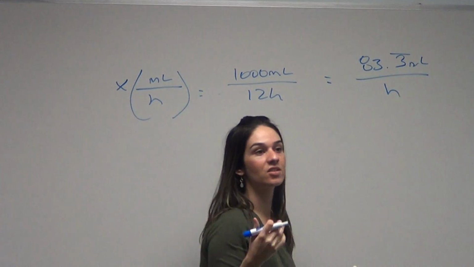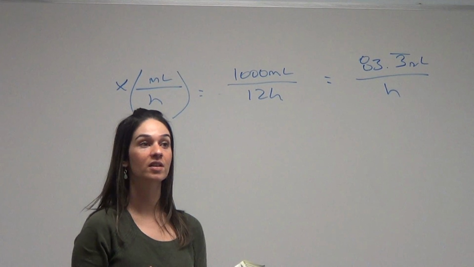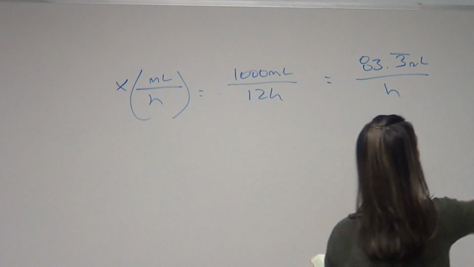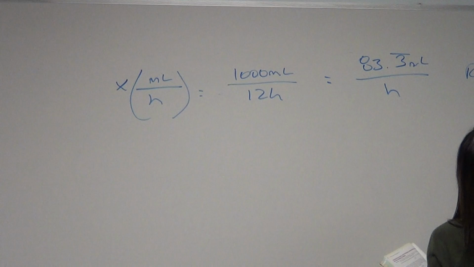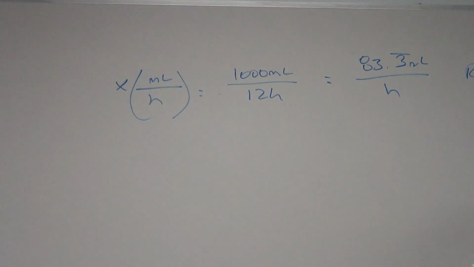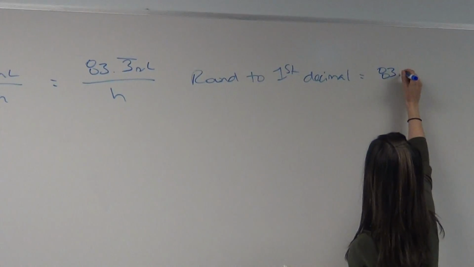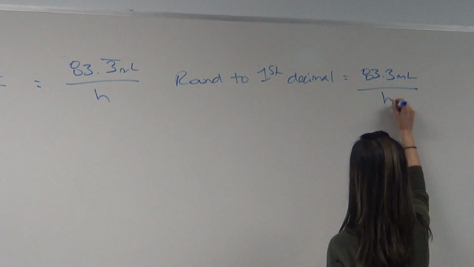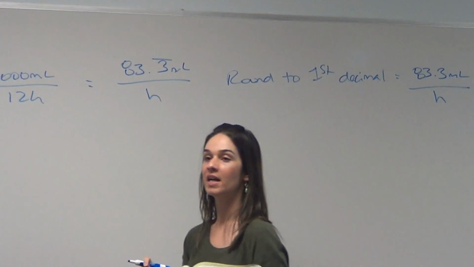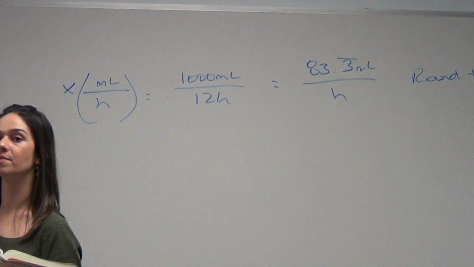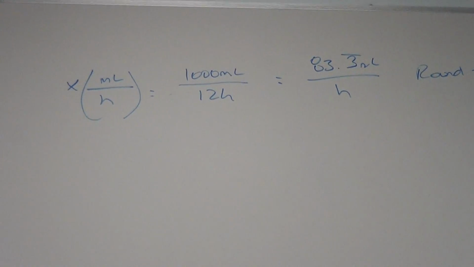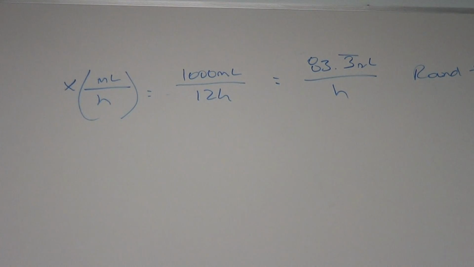And I would act as your pharmacist or doctor, and I would say round to the first decimal. And it would be what? 83.3 mLs per hour. Okay? In the back of your book, for all your answer problems, they always round to the first decimal. Will you use my rounding rules? Yes. Okay? Let's go on to example 2 on page 430.